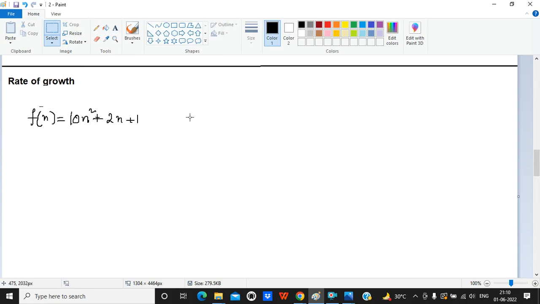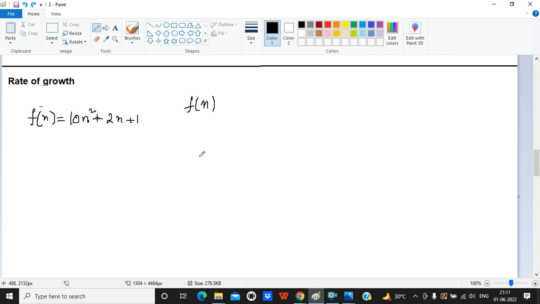All the time. Now, rate of growth means what? Suppose this is the value of the time taken. Consider this is the function, this is the value of time. Now we have to find out the value of f(n) with respect to the value of n. Now for value of n equal to 1, it will be your 13, right?